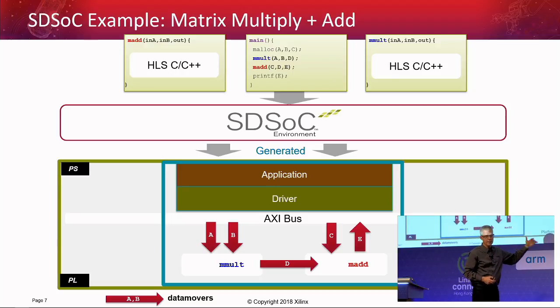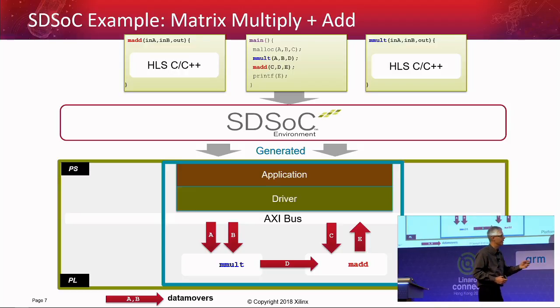What the compiler does, and it looks like a regular compiler, you have the same options and things like that, right? Under the hood, it compiles the rest of the code with regular GCC or whatever compiler you're using, puts that on the ARM, and you get an ELF file out of that. The other stuff, it pushes through our HLS compiler, which is high-level synthesis. It takes the C into RTL, which is the language of the FPGA. And then it builds all the glue in between as well.